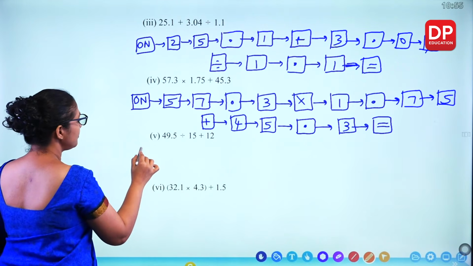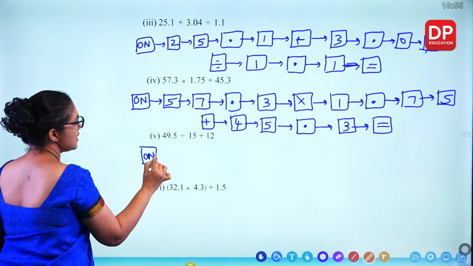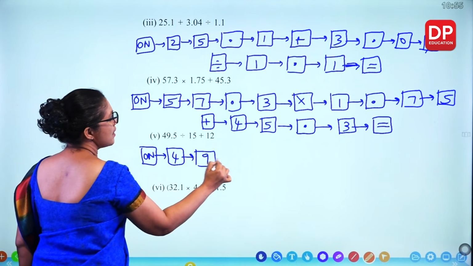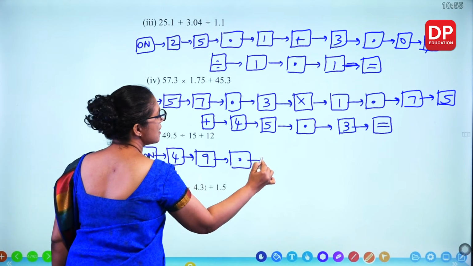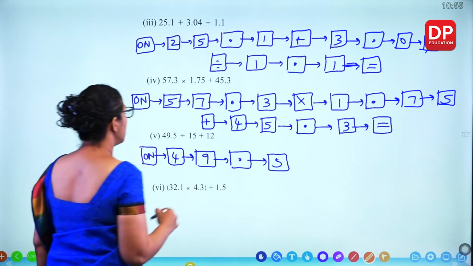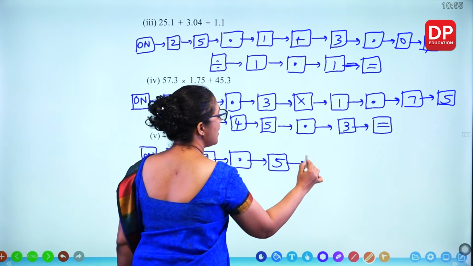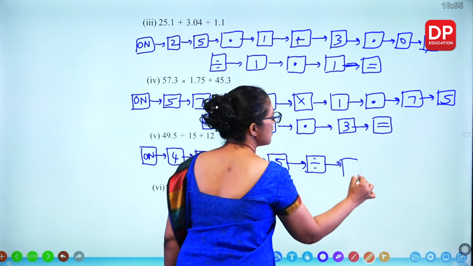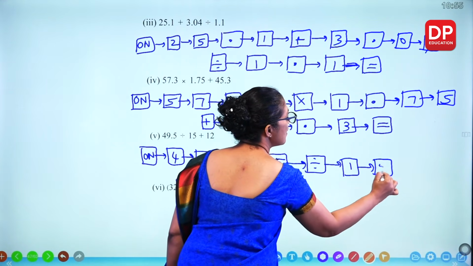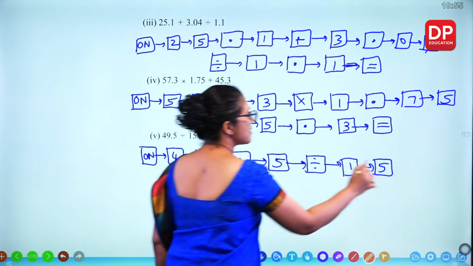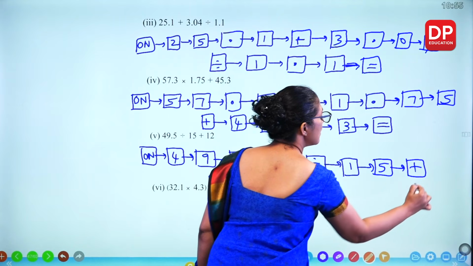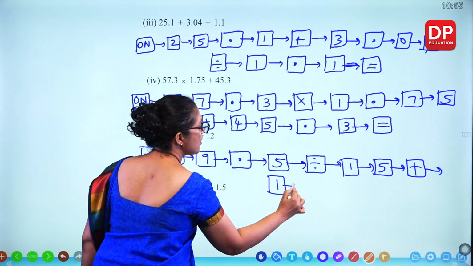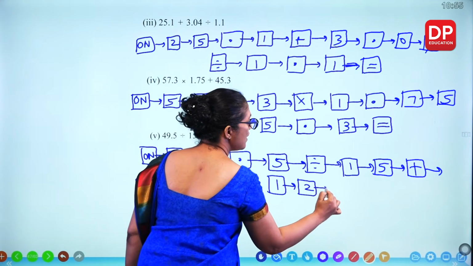This one, switch on the calculator. 49.5 divide by 15 plus 12 and then the equal sign.